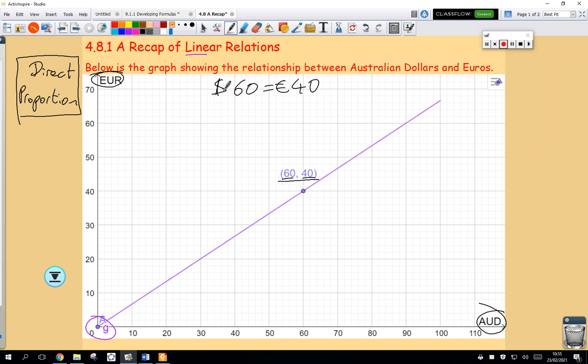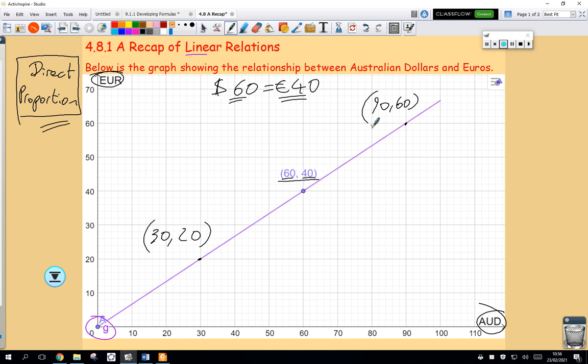Because it's a direct proportion, that means if I double these things, 120 Australian dollars must be equal to 80 euros. Half them, 30 Australian dollars must be equal to 20 euros. And you can see the 30, 20 point there. If I triple each of these, 90 Australian dollars must be worth 60 euros because it's a direct proportion. There's the point 90, 60. So I can use my graph to translate dollars into euros or vice versa.